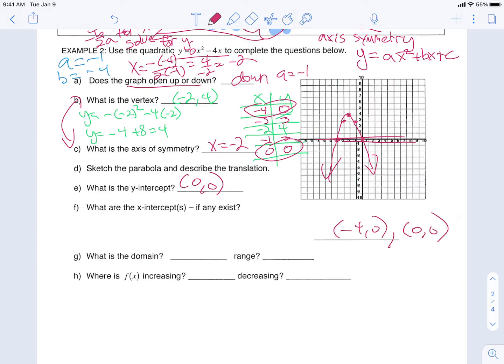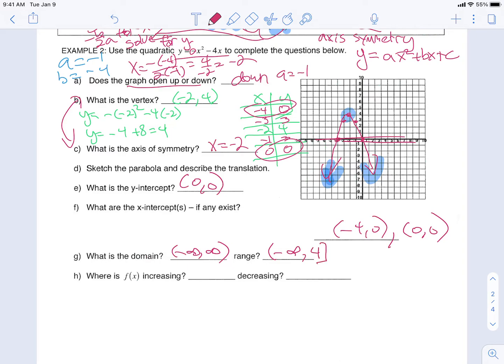What is the domain? That's always going to be -infinity to infinity. What is the range? Well, look. Here is the highest point. It's not going to get any higher than that. But what is the lowest point? Well, these arrows are pointing down to -infinity. So -infinity to the y value, which is 4, bracket.